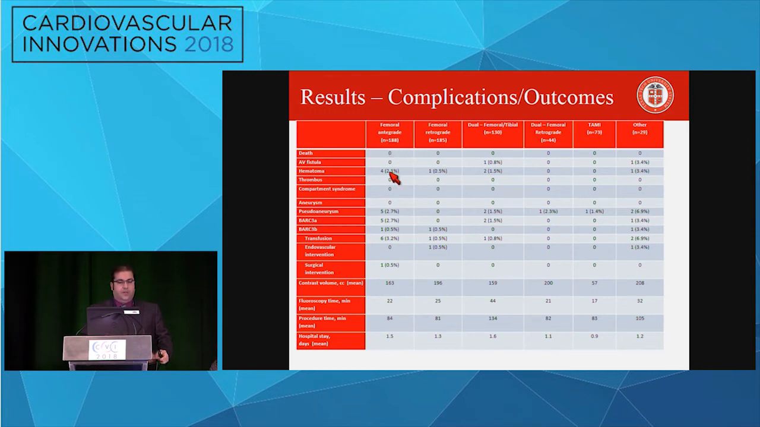When we talk about hematoma, so no death, only one AV fistula in the dual. Hematoma, none in the TAMI group. If you look at all other complications, none in the TAMI group. Look at the fluoroscopy, the procedure time, the hospital stay, all better in the TAMI group.